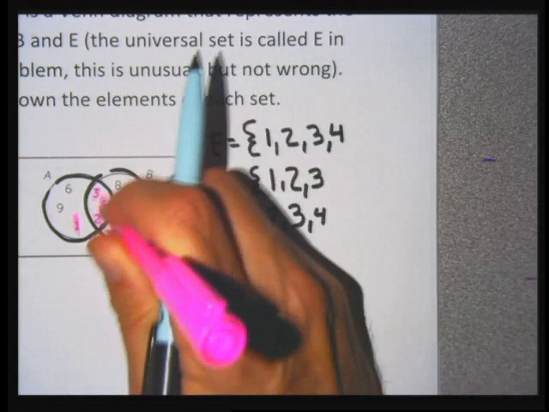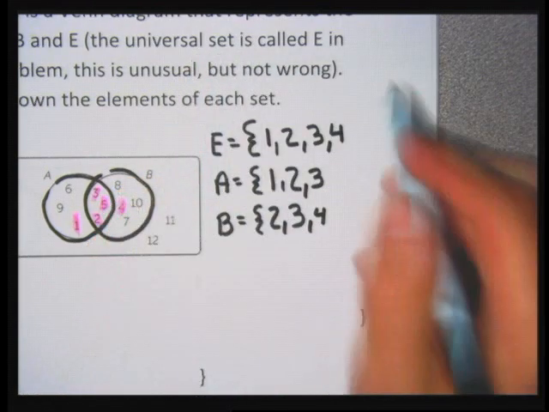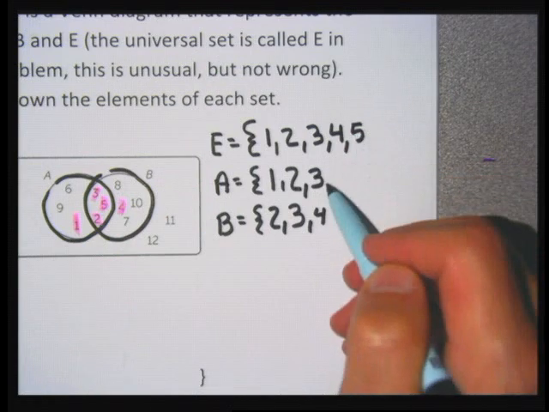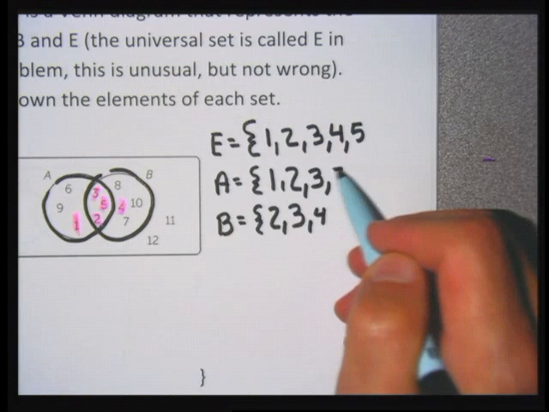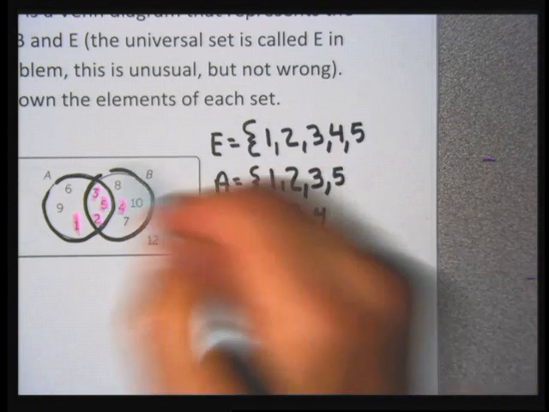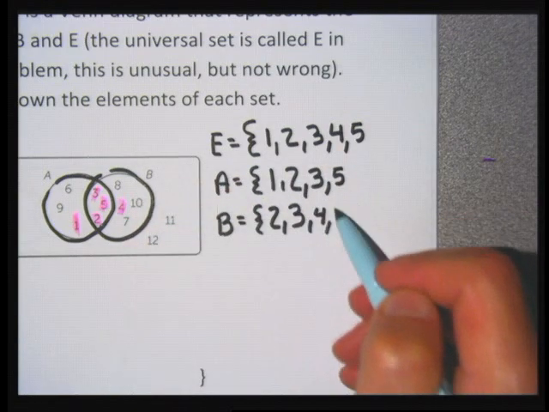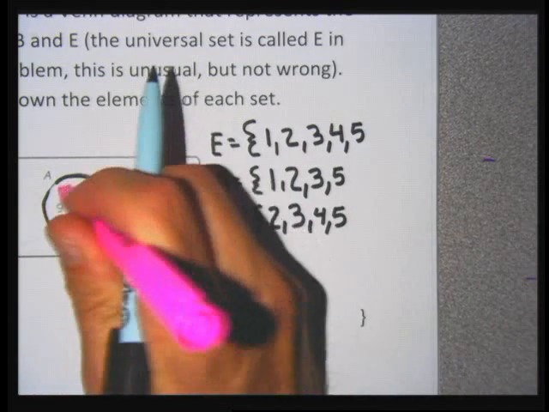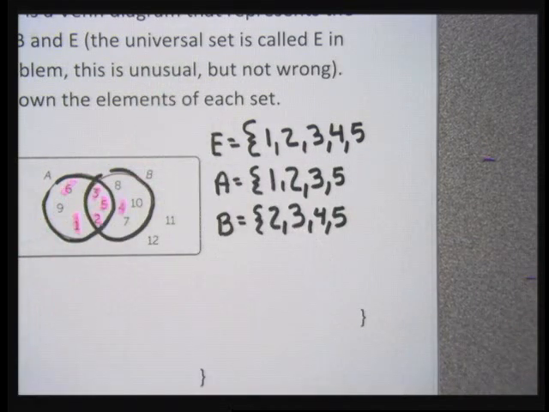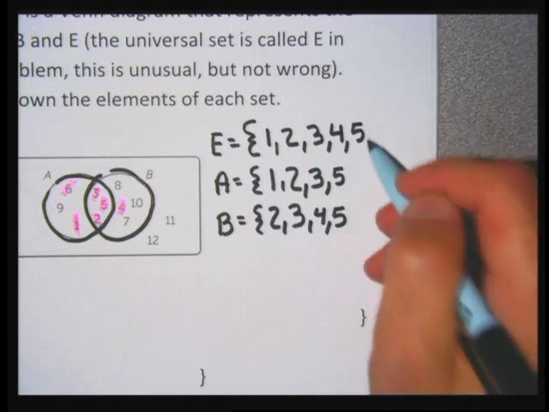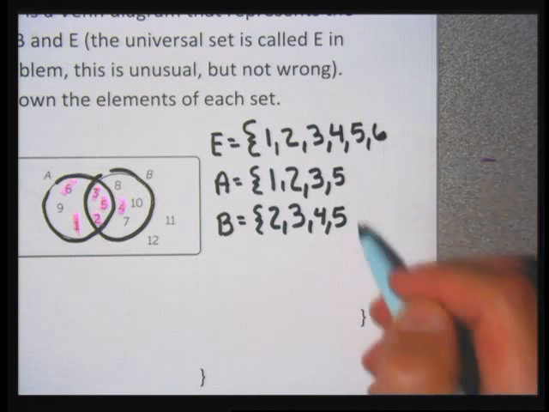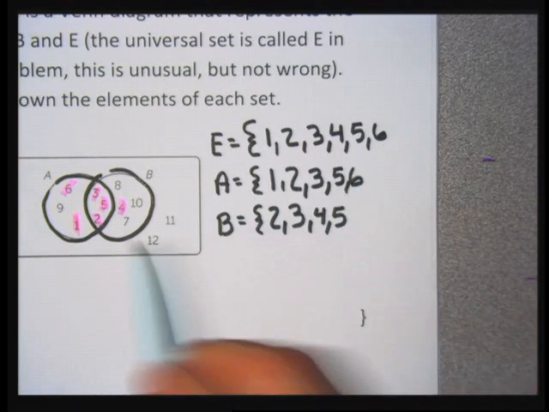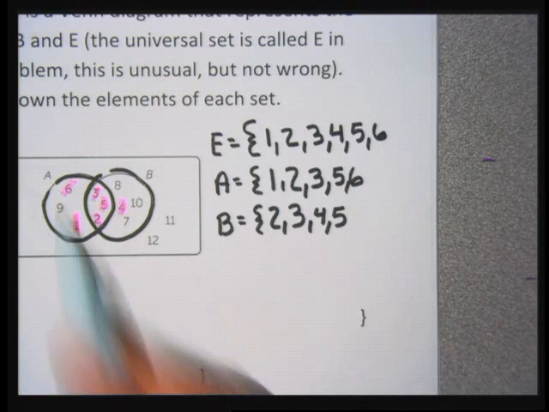5 is just like 2 and 3. It's part of the diagram, so it's part of the universal set. It's inside the A set, so I'll put it in the A set, and it's also inside the B set. It's in all 3. 6 is going to work just like the number 1. It's inside the rectangle, so it's part of my universal set. It's inside the A circle, so it goes in my set A, but it's not inside the B circle, so it won't go in set B.